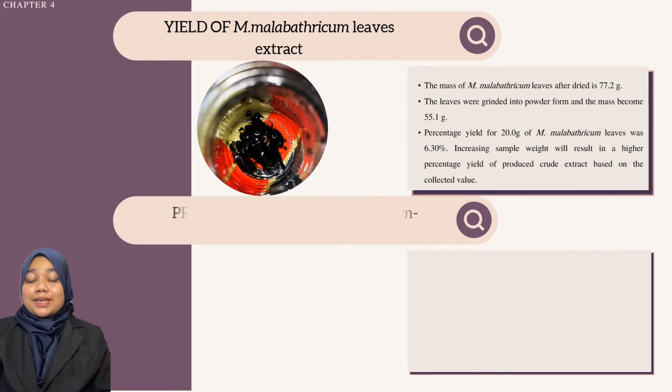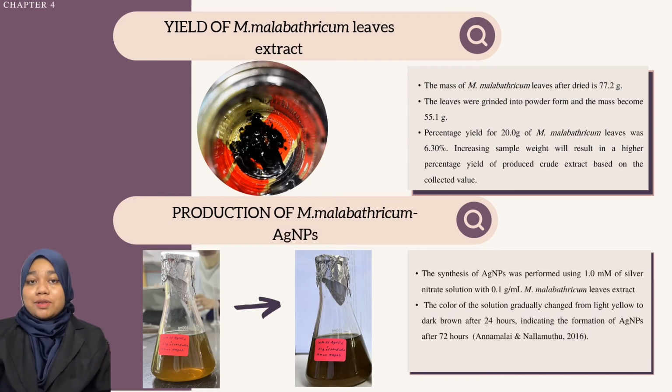For the result, the percentage yield of 20 grams of Melastoma malabathricum leaf was 6.30%. Increasing sample weight will result in a higher percentage yield of crude extract based on the collected value. Next, for the production of Melastoma malabathricum silver nanoparticles, the color of the solution gradually changed from light yellow to dark brown after 24 hours, therefore indicating the formation of silver nanoparticles after 72 hours.